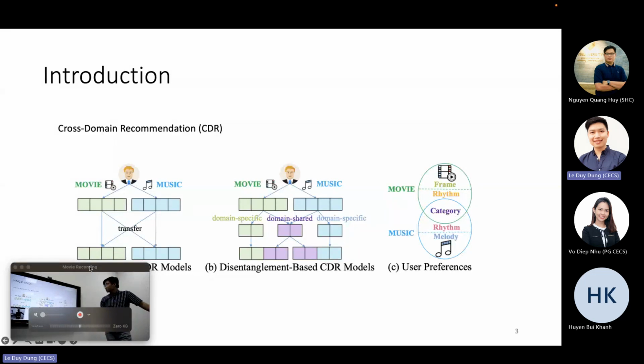So in your example, category is shared, and rhythm is specific. Rhythm is shared, but it's different in different domains, right? Then I think it should be domain dependent. Why do you call it independent? That's the reason why we are confused with this model. It's really confusing.